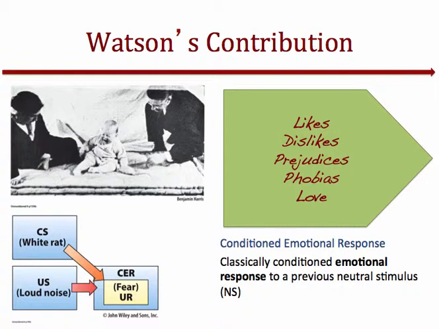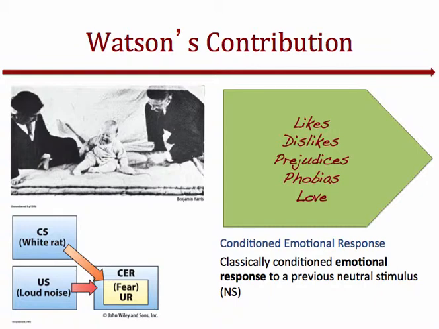What happened was previously a white rat was not aversive to Little Albert. He didn't seem to mind it at all. It was a neutral stimulus. However, every time Little Albert went to touch the rat, John Watson and Rosalie Rayner on the side there, they would make a loud noise behind Little Albert's head to scare him. Okay, the loud noise is an unconditioned stimulus. We don't have to learn that loud noises are aversive. And so by pairing these two together repeatedly, what they essentially demonstrated was that fears can be learned.